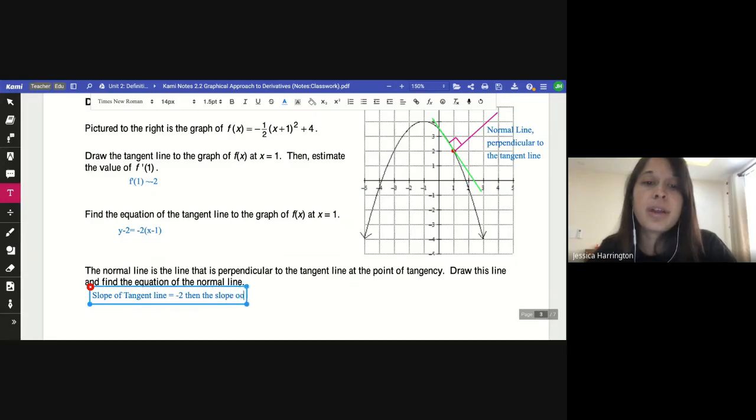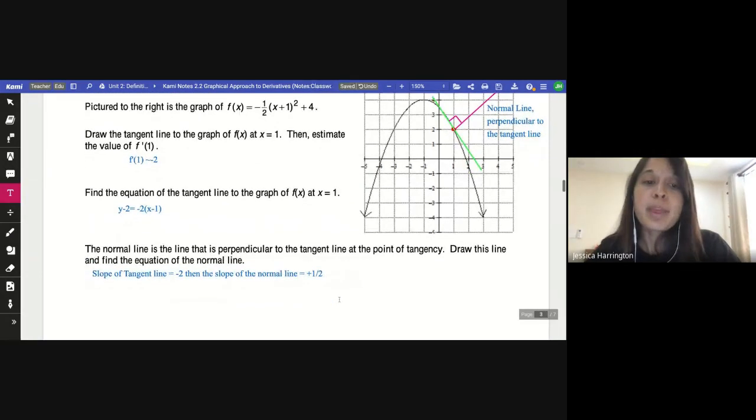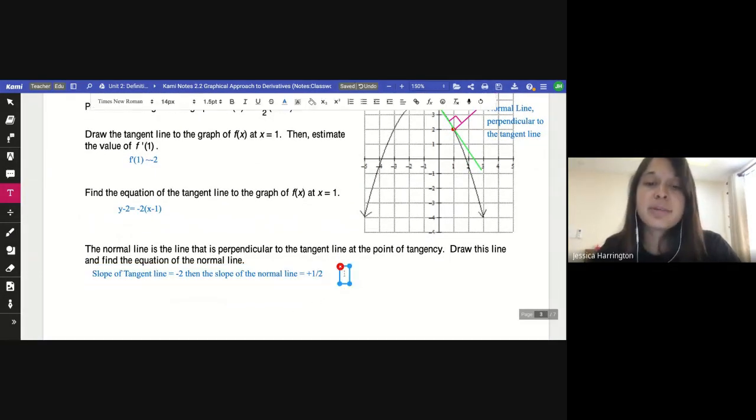then the slope of the normal line has to be the negative. So the negative of the negative is positive, and then the inverse is 1 over 2. And the slope of the normal line is positive 1 over 2. So if I have to write the equation for that, that's going to be y minus 2 equals, and then it's still x minus 1. The only thing that changes is my slope. And so now my slope isn't negative 2, it's positive 1/2, right? So that's the only thing that changed.